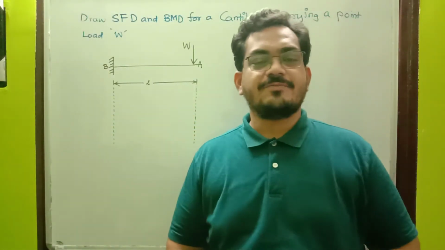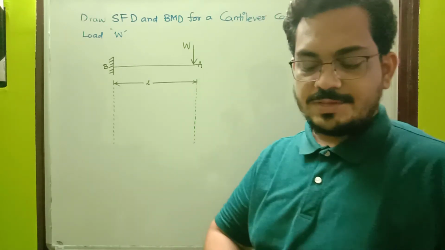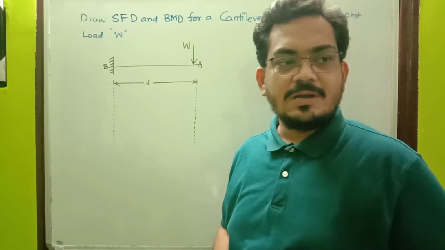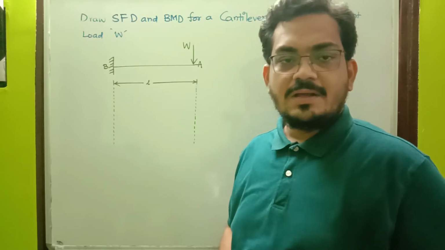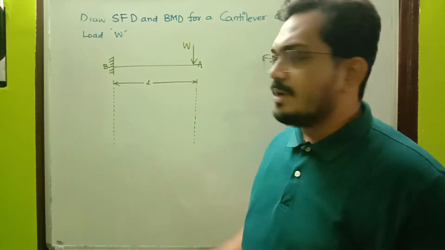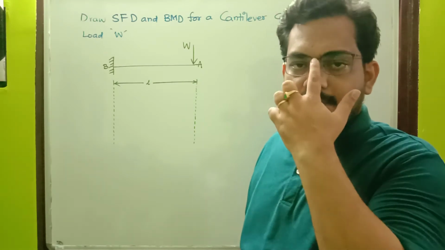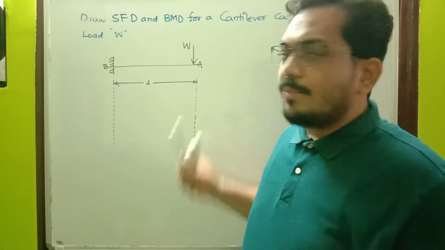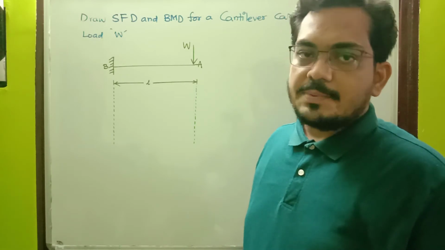Hi, dear friends. I'm going to explain how to draw the shear force and bending moment diagram for a cantilever which is carrying a point load capital W at the free end. For this purpose, I have drawn a cantilever beam here. This cantilever beam, capital AB, has a length L and is carrying a point load capital W at the free end, capital A.